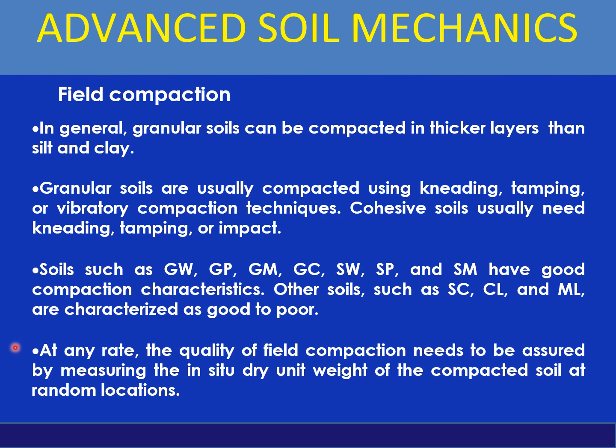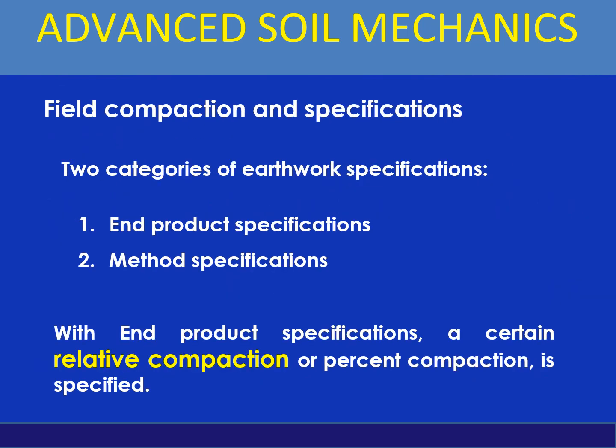At any rate, the quality of field compaction needs to be assured by measuring the in-situ dry unit weight of the compacted soil at random locations. Field compaction and specification. Two categories of earthwork specification. Number one, end product specification; number two, method specification. With end product specification, a certain relative compaction or percent compaction is specified.